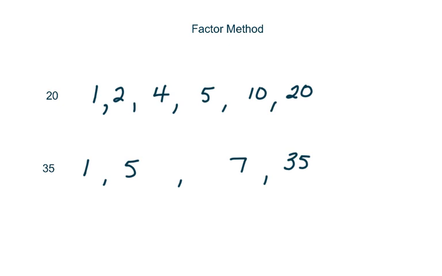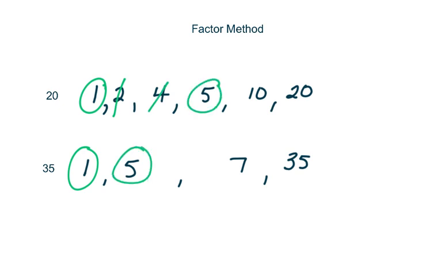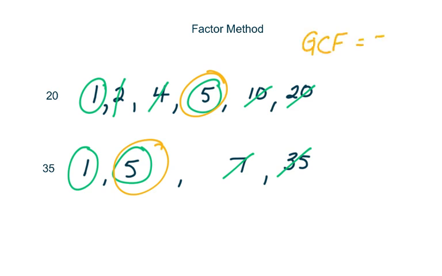So when I compare these two lists, I'm just going to start at either end. So I would start at the beginning. 1 is a common factor. 2 is not a common factor. 4 is not a common factor. 5 is a common factor. 10 is not a common factor. 20 is not a common factor. 35 is not a common factor. So we can see in this case that our GCF, or greatest common factor, would be 5. So that is the biggest number that is a factor of both 20 and 35.